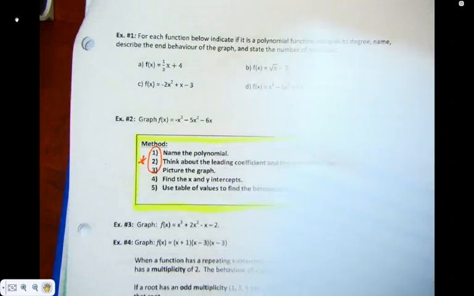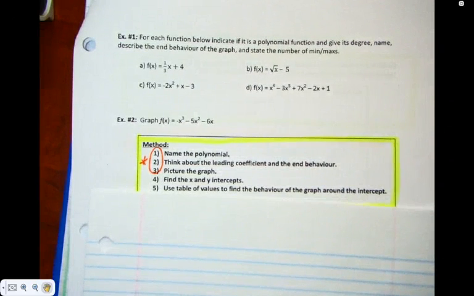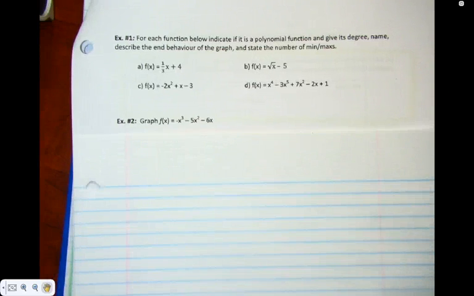So step number 1, the very first thing we do is we name it. Then we think about the coefficient and the end behavior, then we picture the graph. What that does is before we do any calculations, already gives us a picture of what the graph should look like. Okay, so number 2. Is it a polynomial? Yes. What's its degree? Cubic 3, so it's a cubic. What's the end behavior? Up, down.